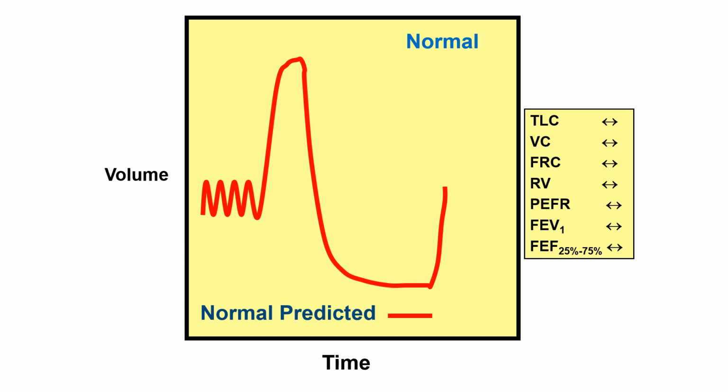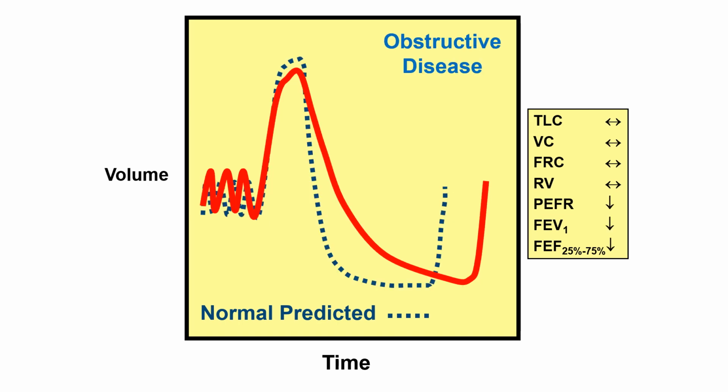So this is an example of a normal spirogram. Person is breathing normally, inhales to maximum total lung capacity, exhales forcibly down to residual volume, and that's maintained down there for at least a second or so. Obstructive lung disease means that the patient cannot exhale as fast. So the dotted lines are the normal predicted value. So this person can't exhale quite as fast, and consequently the slope of this line or the whole curve is prolonged.